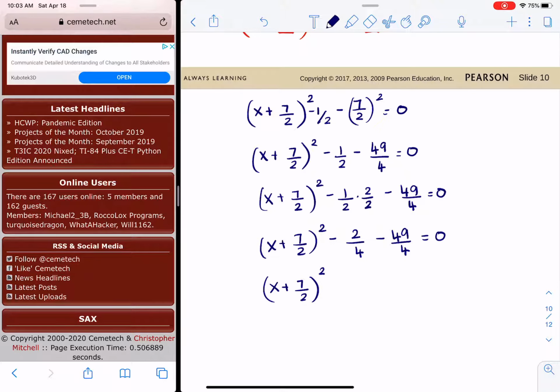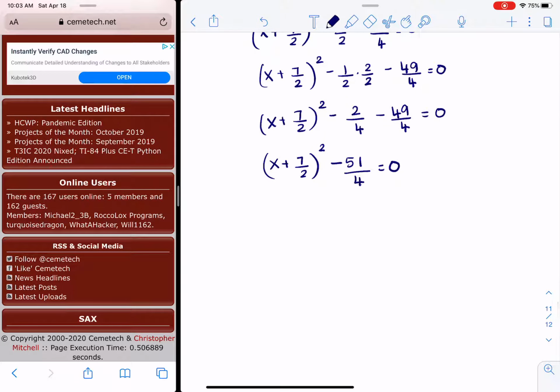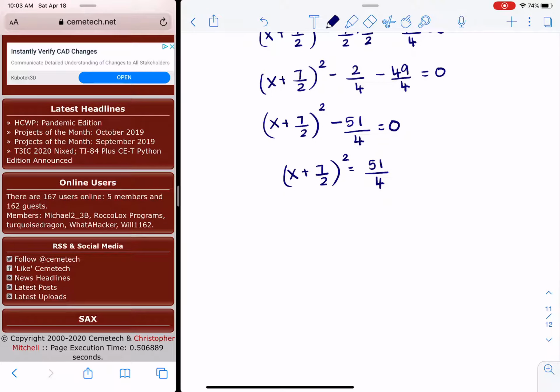Since we have a common denominator, we can combine the numerators. Negative 2, negative 49 is negative 51 over 4 equals 0. Move that negative 51 over 4 to the other side. We have x plus 7 over 2 squared equals 51 over 4. Now, you can see that the left-hand side is a perfect square and the right-hand side is simply a number, so we can use the square root property and take the square root on both sides.